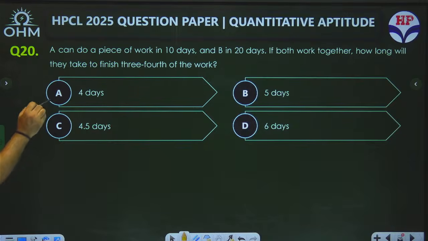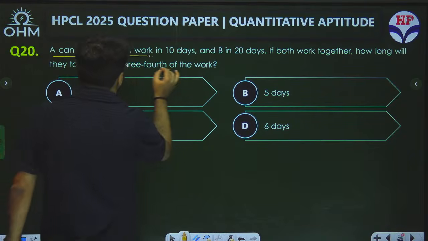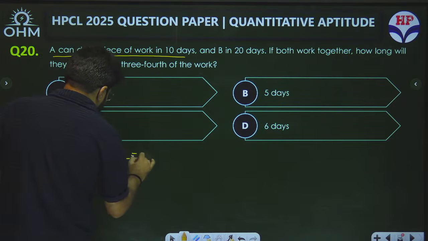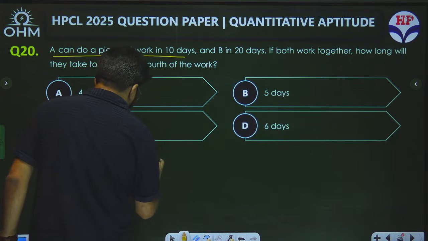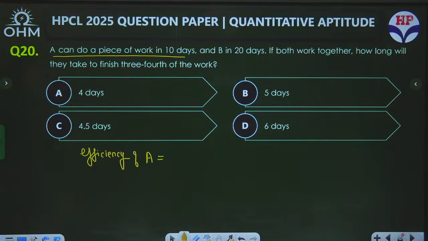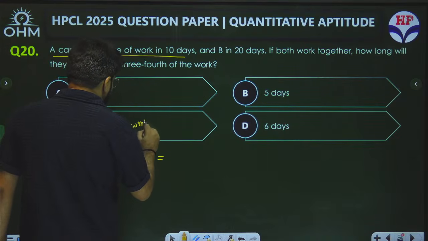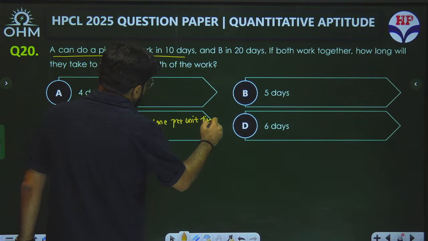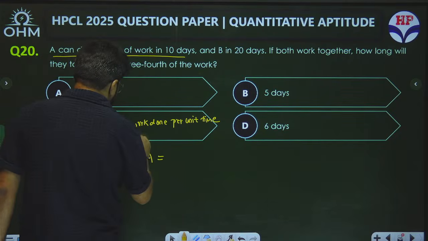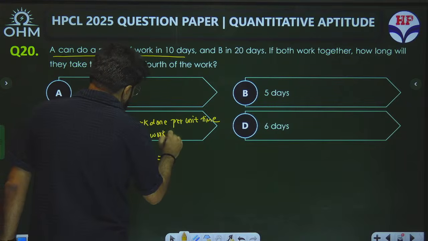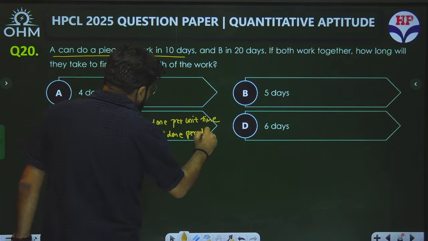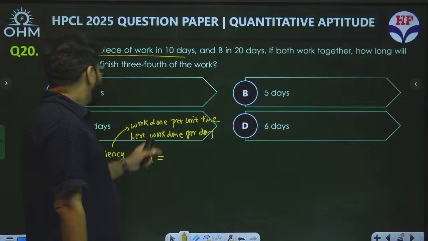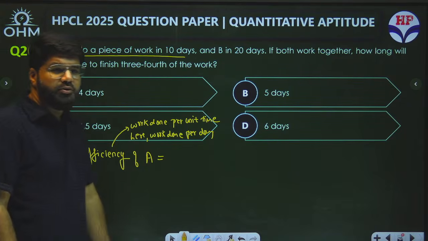A man can do a piece of work in 10 days. What is the efficiency of A? When I say efficiency, what do I mean by efficiency? Efficiency means work done per unit time. Here what is the unit of time? Days. Here it will be work done per day, because the unit of time in the question is days. It could be minutes, it could be hours, anything can be given.